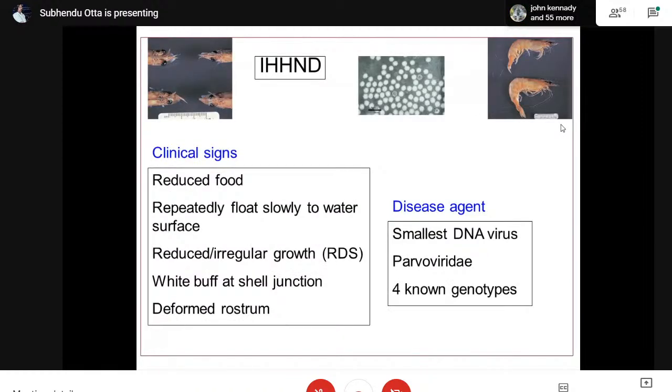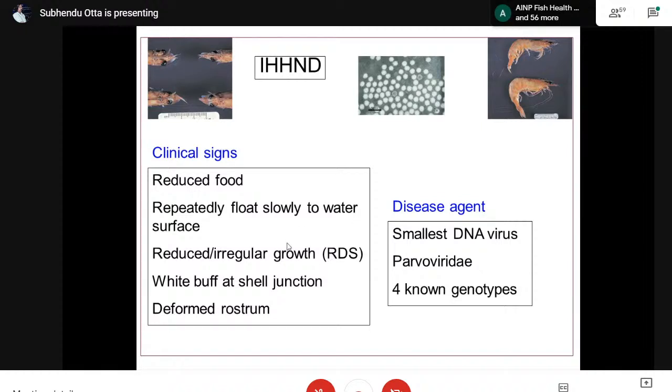The second is infectious hypodermal and hematopoietic necrosis virus. As I told, when it was first reported in Penaeus stylirostris, at that time it was highly virulent, causing even mass mortality. But subsequently its virulence has come down. One major clinical sign is runt deformity syndrome, RDS, with many other deformities in the body, in the rostrum and the antenna. Because of that, the appearance becomes bad and it doesn't fetch much price.